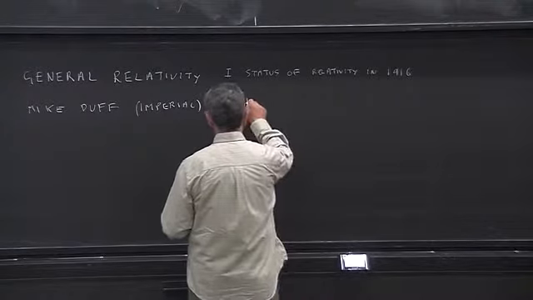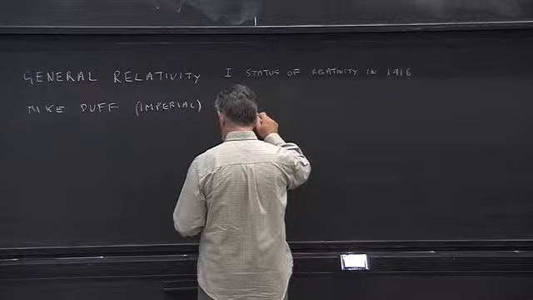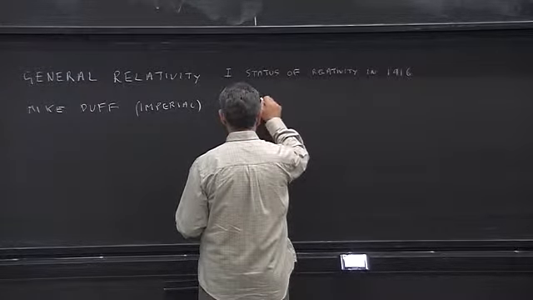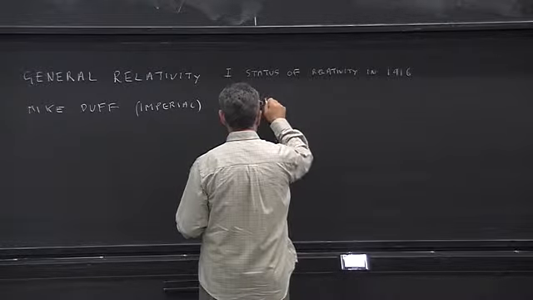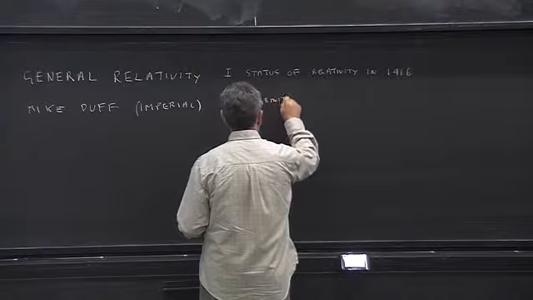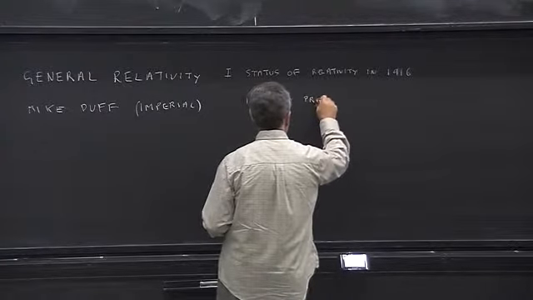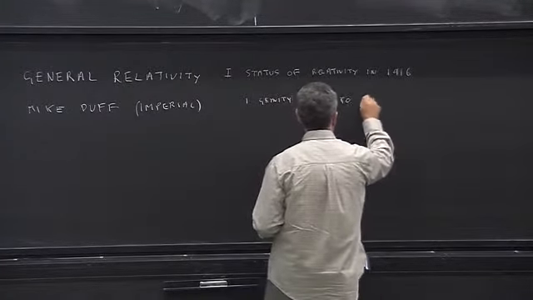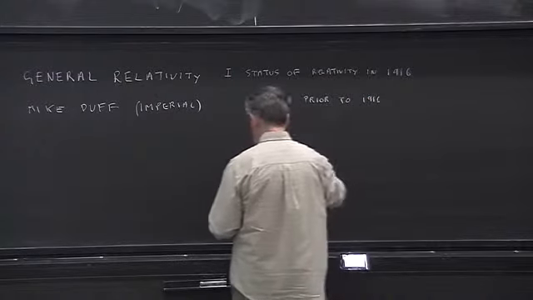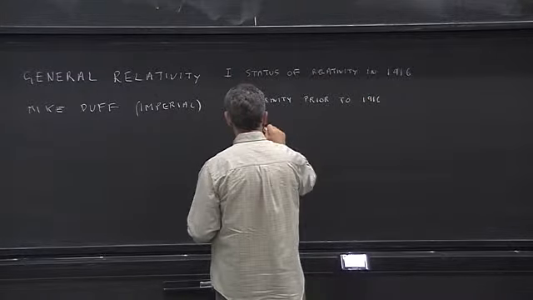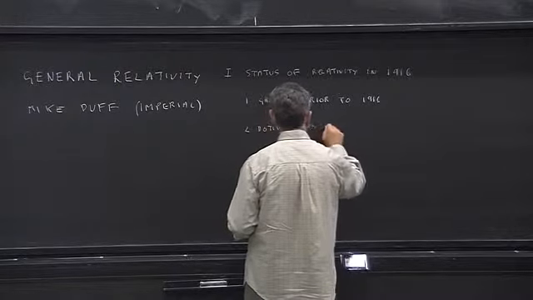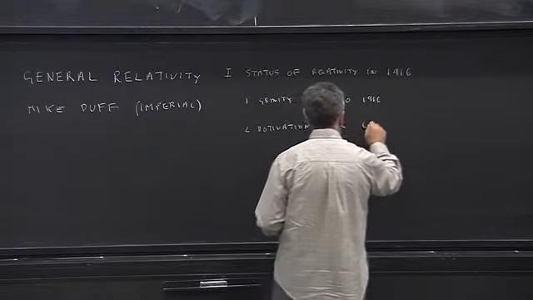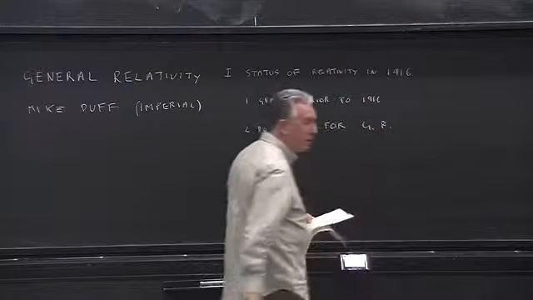So that will include gravity prior to 1916, and then the motivations for general relativity, which we'll abbreviate as GR.